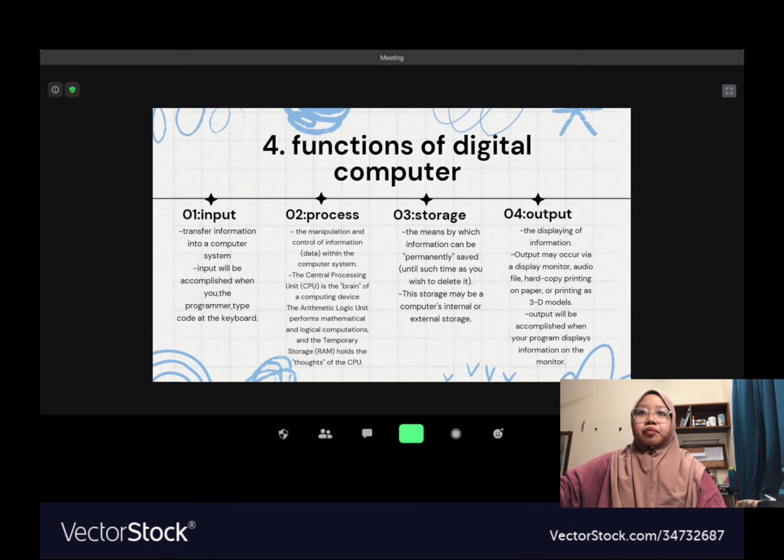Next, functions of a digital computer. A digital computer has four functions. One, input. Second, process. Third, storage. And the last, output.